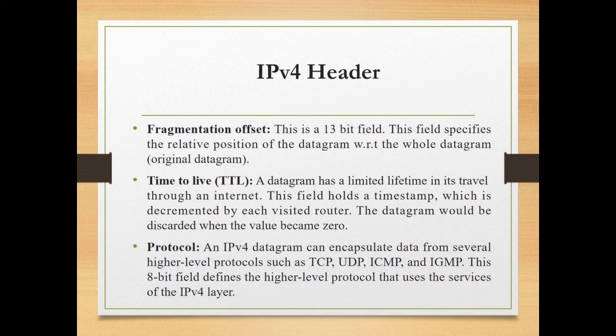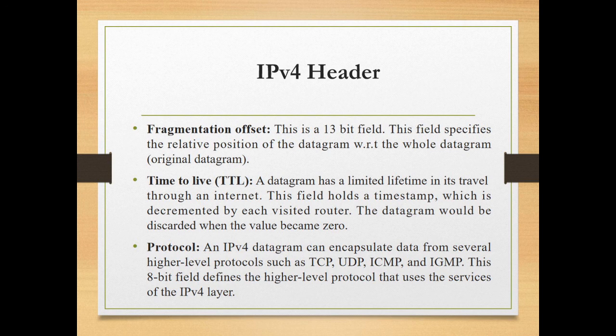Fragment offset. This field specifies the relative position of the fragment with respect to the whole datagram. Time to live, or TTL. This is an important field. A datagram has a limited lifetime in its travel throughout an internet. This field holds a value which is decremented by each visited router. The datagram would be discarded when the value becomes 0.